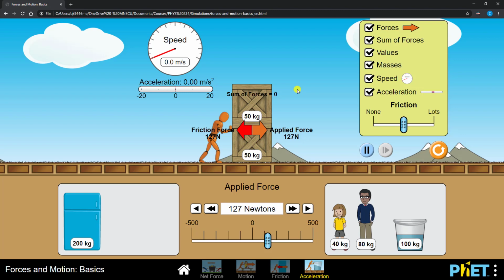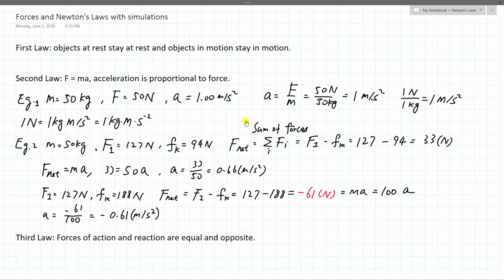Say the figure is pushing the crates with a 127 Newton force. The crates will push back with exactly 127 Newton force against the figure. It will show up on the figure, except that this simulation doesn't show how many forces are applied to the figure, right? Only the box.